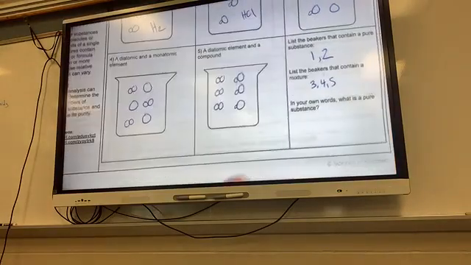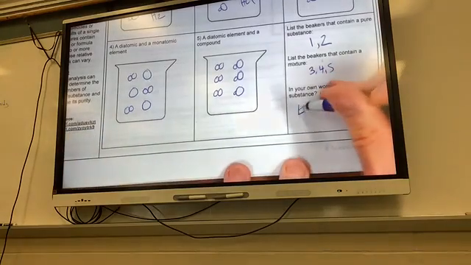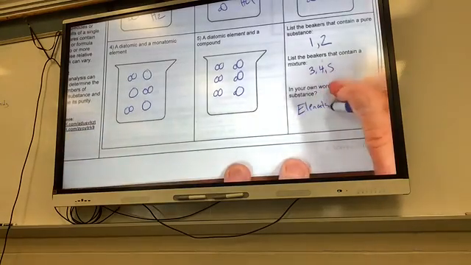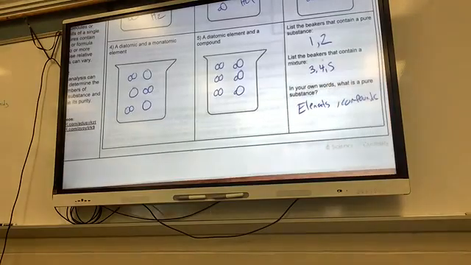So the easiest way to identify pure substances is what 2 things? Elements and compounds. They don't have to be diatomic. It could just be Fe. It could just be cobalt. Anything that you can write a formula for is a pure substance.